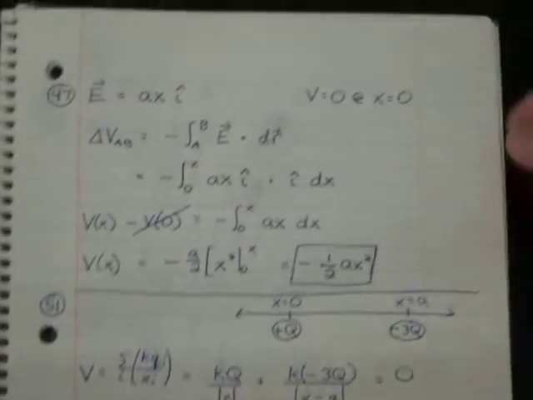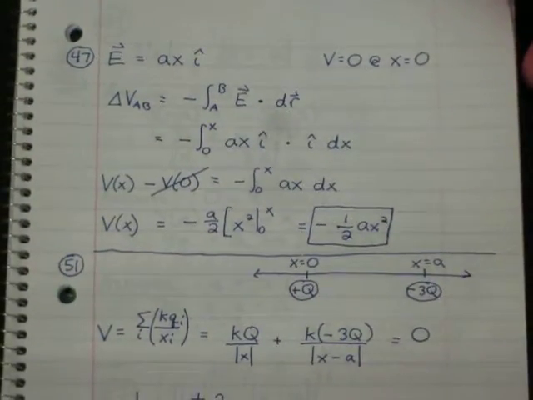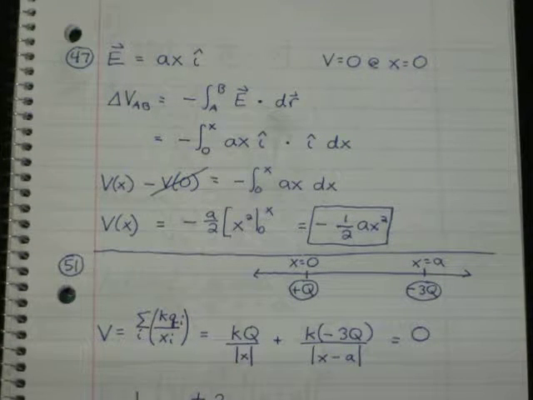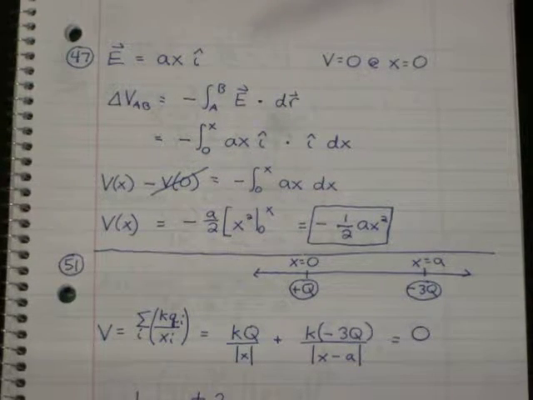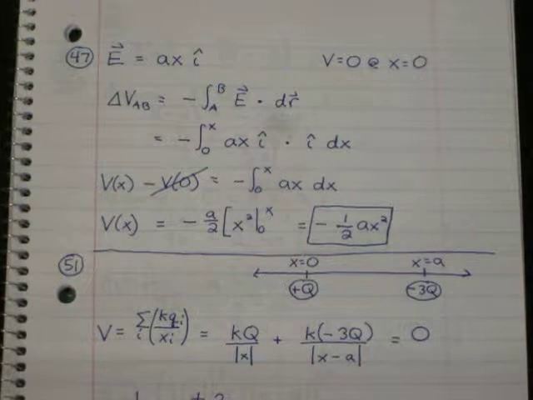Number 47. We're given an electric field A x i hat, where A is constant, so it's going to be changing as we move across the x-axis. Find the potential as a function of position in the electric field, where V equals 0 at x equals 0. We have electric field equals A x i hat.